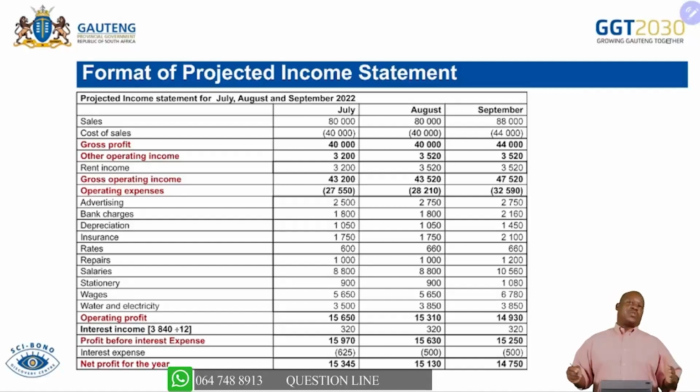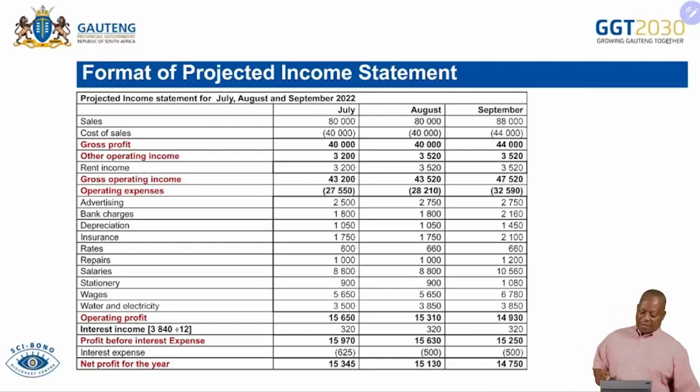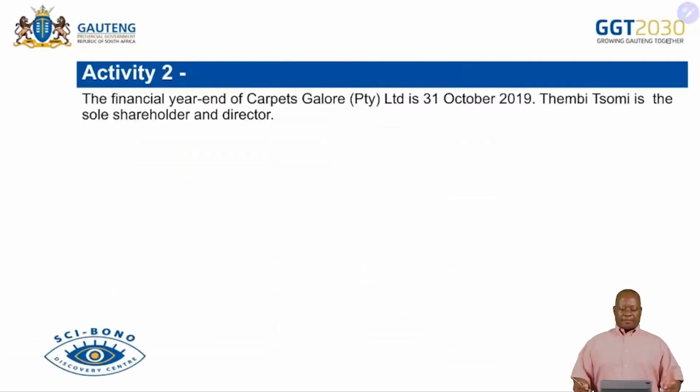I'm not going to spend time on this, guys. We have been looking at the income statement and we know what it looks like now. Very important. You always get profit at the end of each and every month. In this case, this is 15,345 in July, 15,130 in August, and 14,730 in September.